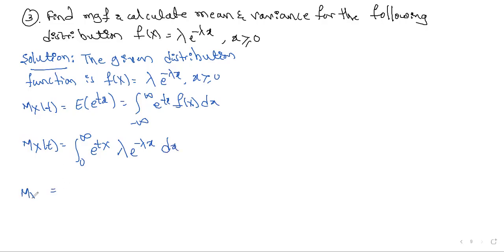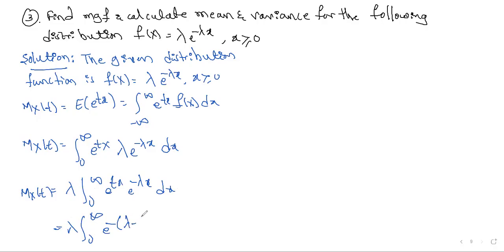So M_X(t), what I will do, I will take lambda outside from the integration sign, then e power tx, then e power minus lambda x dx. So here lambda, integration 0 to infinity, this is e power minus sign, I will take common. So next inside is e power minus of (lambda minus t) dx.